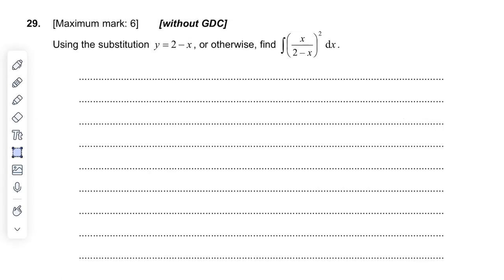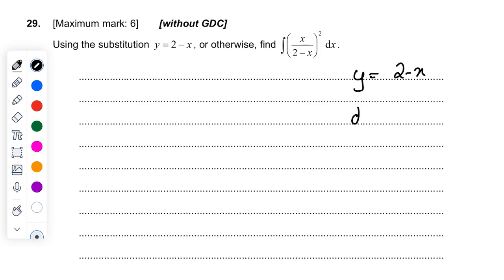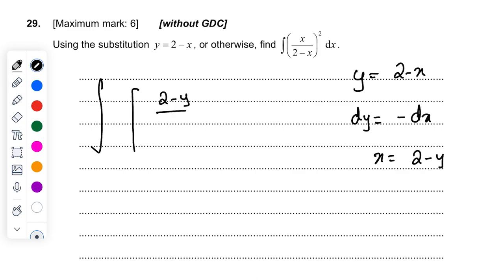Coming to question number 29. Find the integral of this. So what am I going to do? The substitution: y equals 2 minus x. So dy equals minus dx. Then again x equals 2 minus y. So I'm going to do it in detail. The numerator is x, which is 2 minus y. The denominator is 2 minus x, which is y whole square, dx.